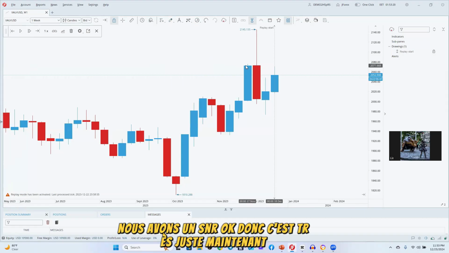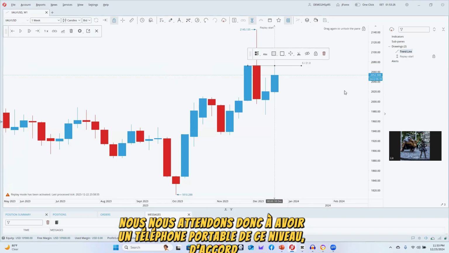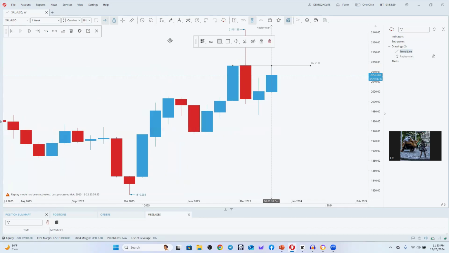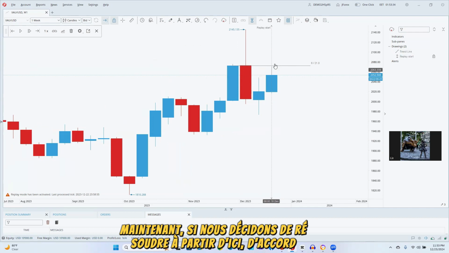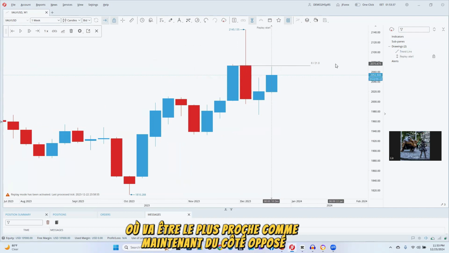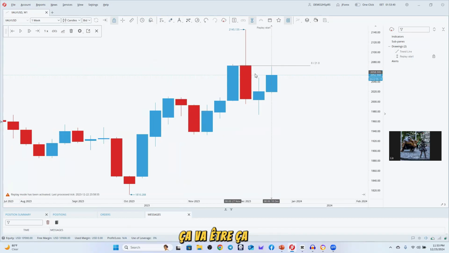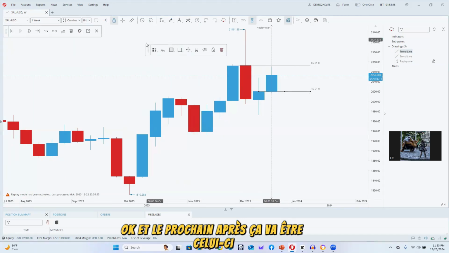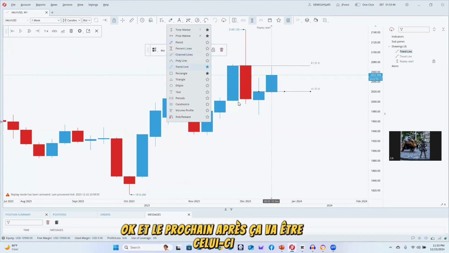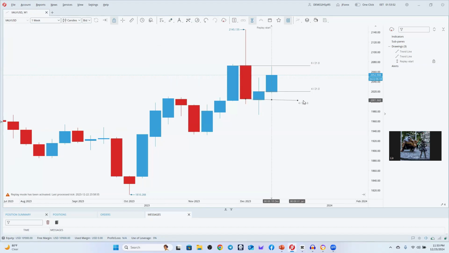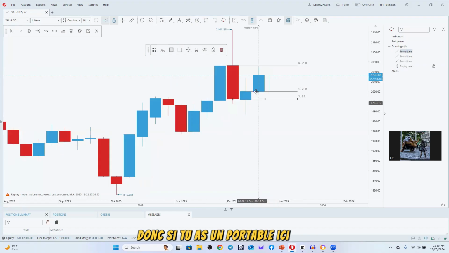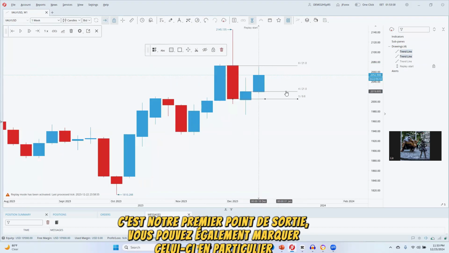This is a bearish SNR, so we expect to get a sell from this level. If we decide to sell from here, where is the closest SNR on the opposite side? It is going to be this, and the next one after it is going to be this one. So if you get a sell here, this is our first point of exit. You can also mark this particular one.